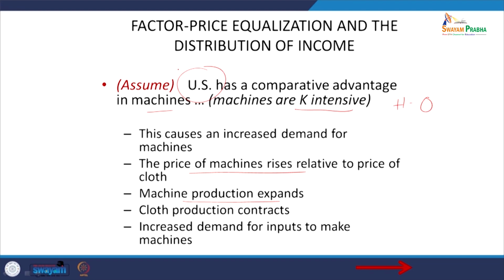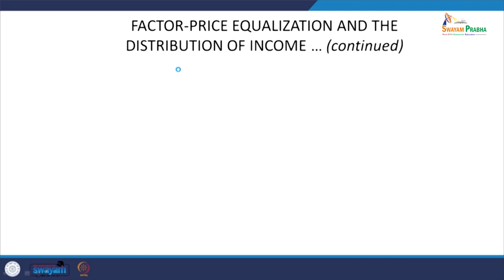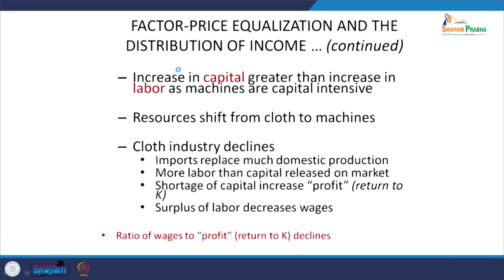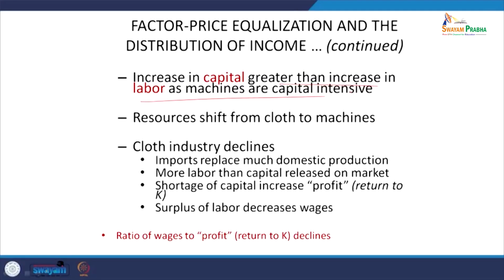So, those factors are actually demanded. So, factor prices are expected to be higher. So, the increase in capital is greater than that of labor, as machines are capital intensive, especially in the US. So, resources shifted from cloth to machines in the US, and the cloth industry declines because they are specializing more on machines. So, they largely emphasize machines, and they export them, and in return they import cloth.